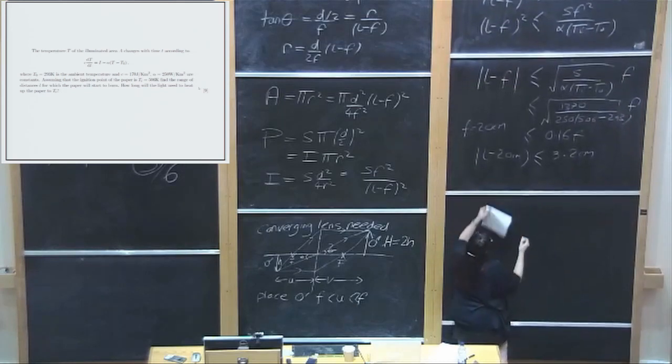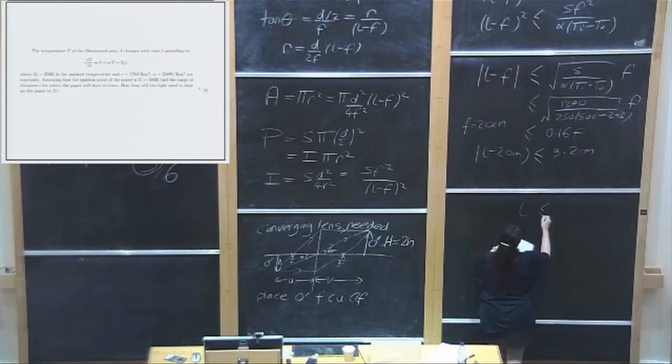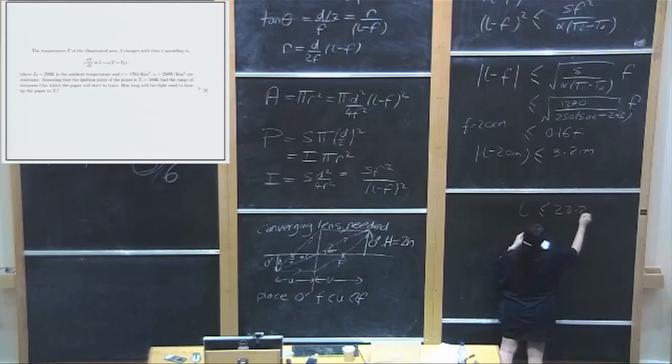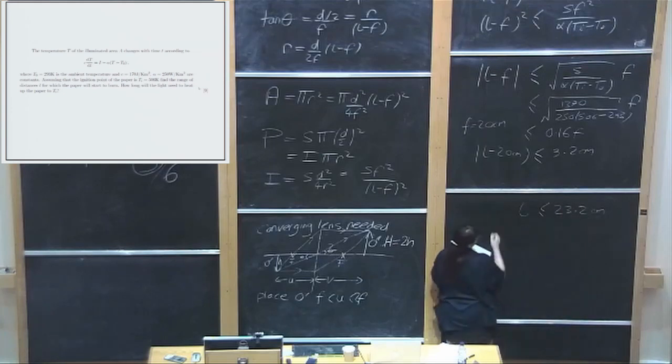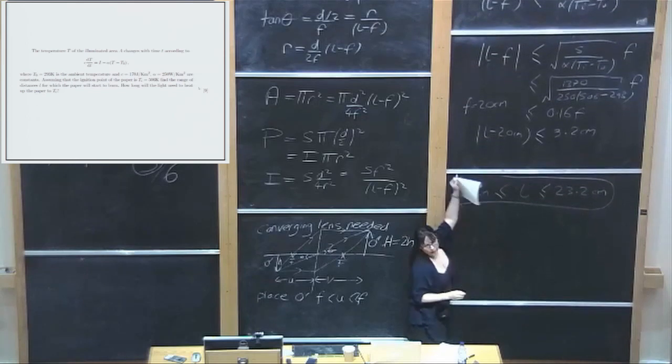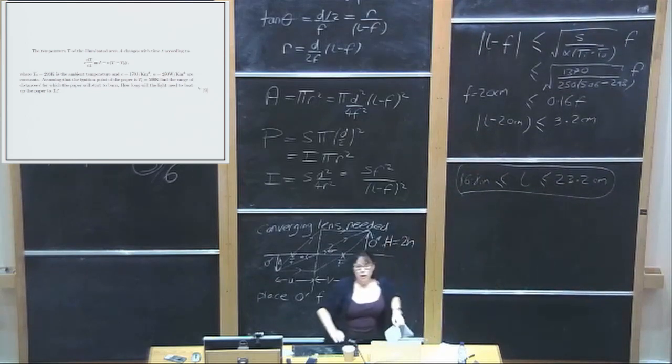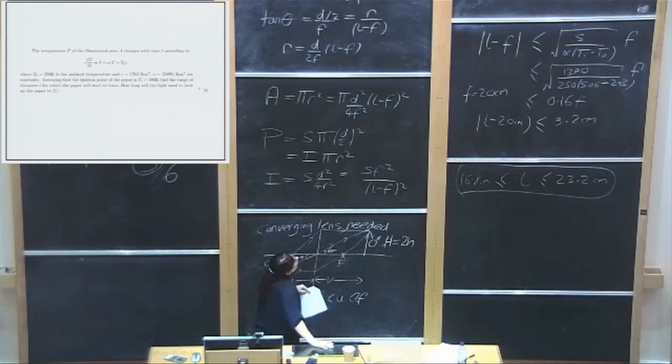And therefore, my condition on L is that it must be either less than 23.2 centimetres or greater than, the other way, 16.8 centimetres. Okay, so within that range, eventually our paper will start to burn. We've not yet calculated the time that it takes to do that, which is the thing we're about to do next. So does that make sense?